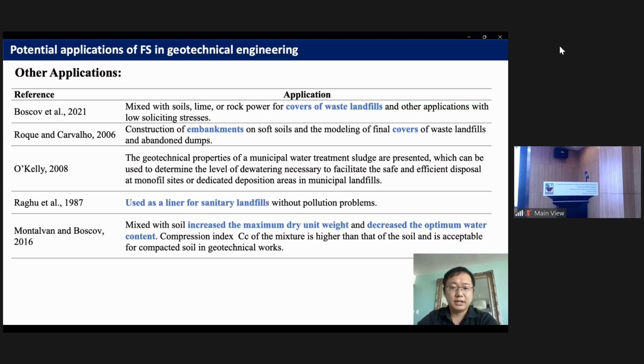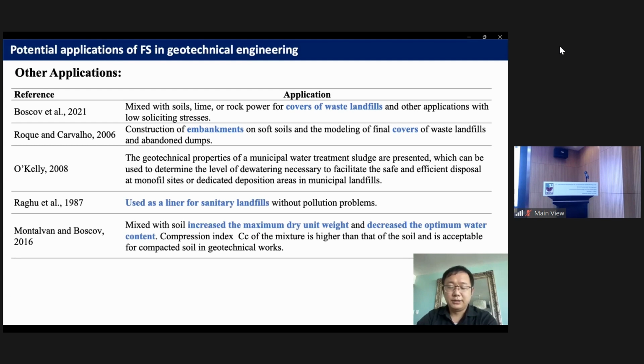Some other studies also reported different applications of freshwater sludge in geotechnical engineering. For example, FS can be mixed with soils, lime, or rock powder for the cover of waste landfills, or used in the construction of embankments on subsoils, or used to determine the level of dewatering necessary for landfills, or used as a liner for landfills without pollution problems.